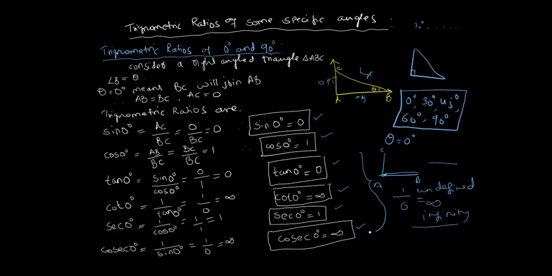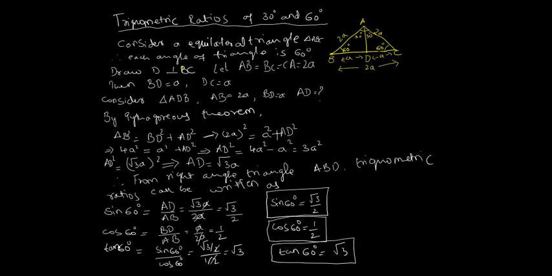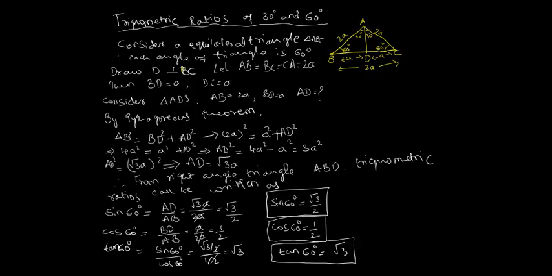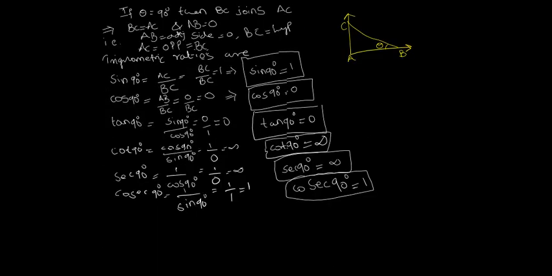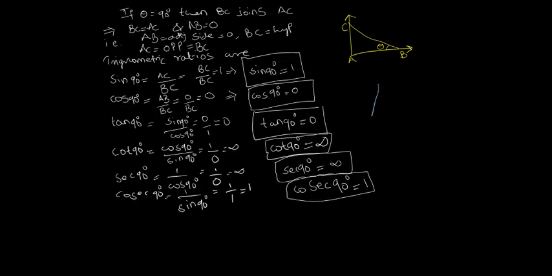Now we will go for another angle. We will take 90 degree now. Now trigonometric ratio of 90 degree. So for 90 degree, if theta is 90, what happens? See here, this is A, B and this is C. Here this is 90 degree and this is angle theta. So if it also becomes 90 degree, then what happens?